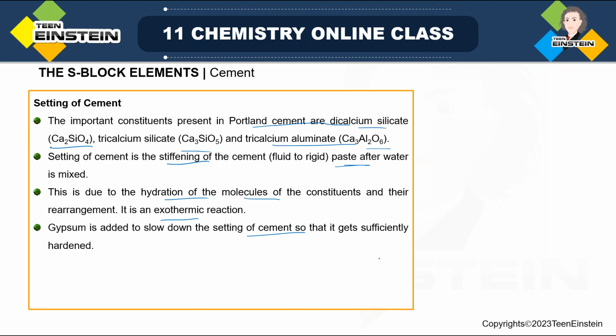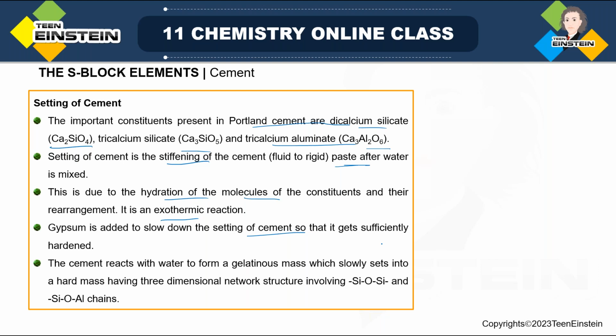Okay, and the cement reacts with water to form a gelatinous mass, and then there is slow setting into a hard mass. Now, why does it become hard? Because of generation of a three-dimensional network structure. So Si-O-Si, this type of linkage is there. Now, in detail, this type of chain of Si-O-Si you will learn in group 14, p block.